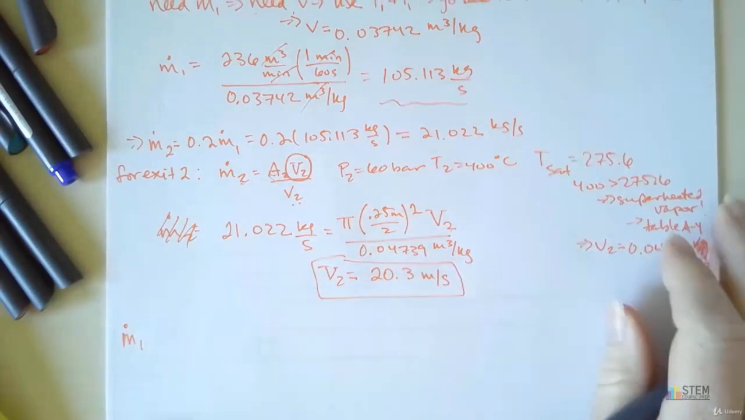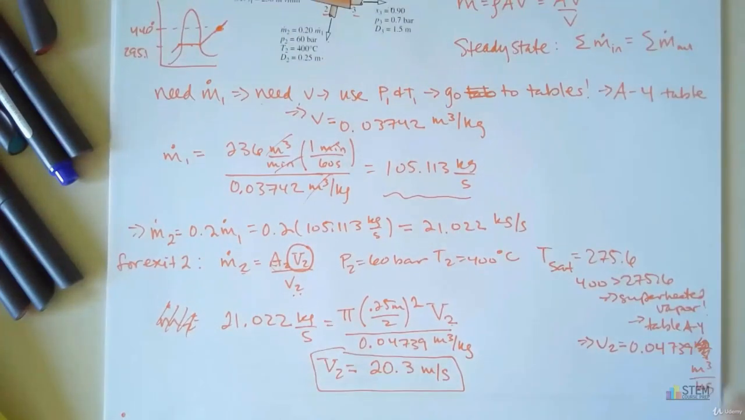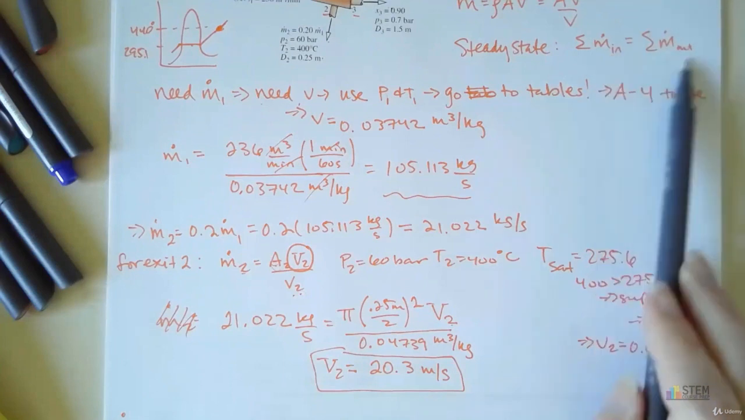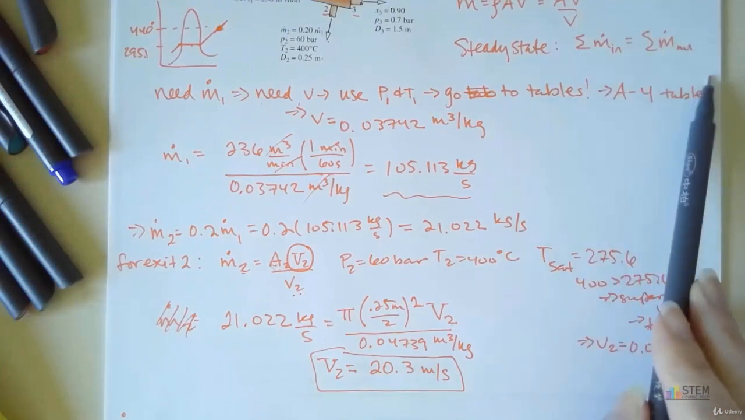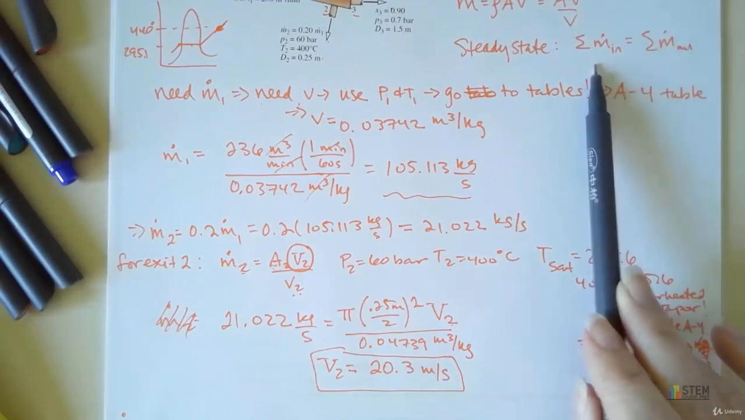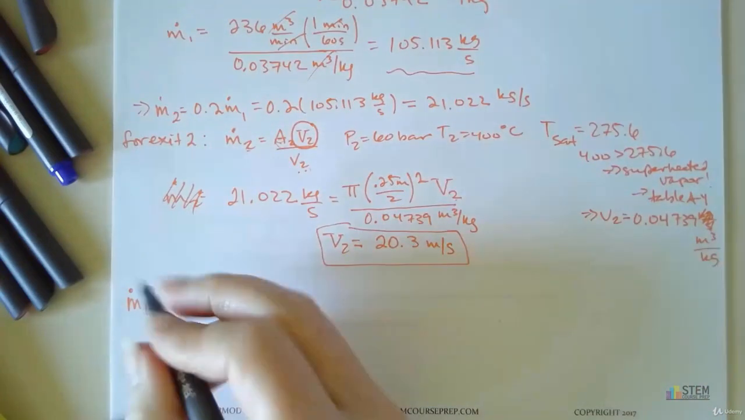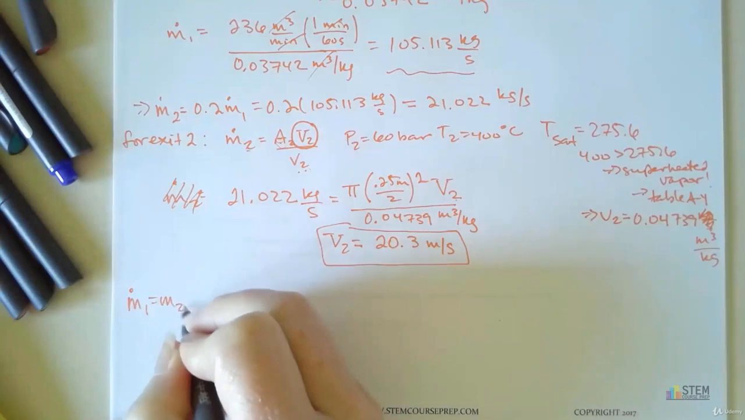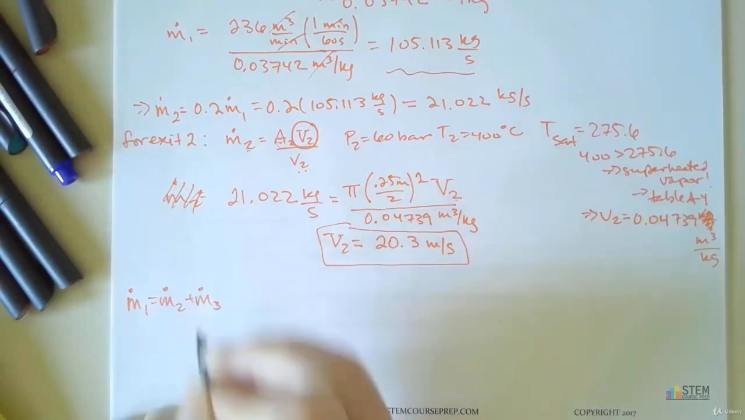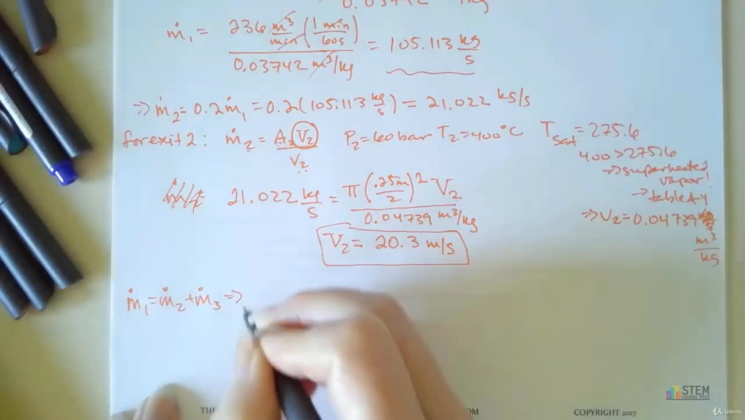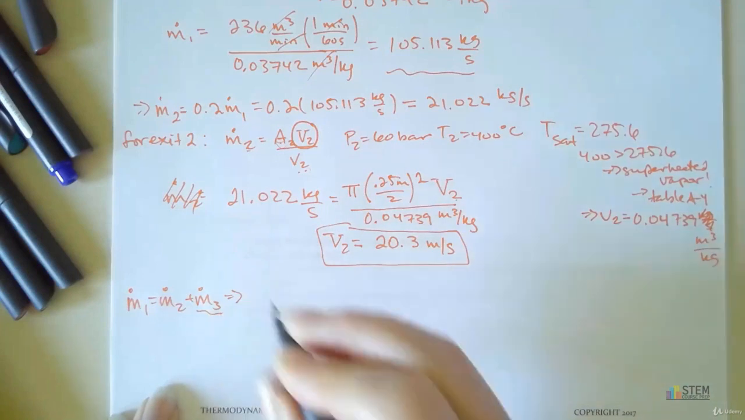Because remember, we were steady state. I know I keep moving this, sorry. So that means we have this equation here. Sum of the mass flows in has to equal sum of the mass flows out. That means we can write M1 dot equals M2 dot plus M3 dot. So now I'll just solve for M3 dot.